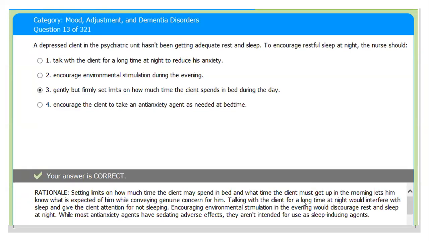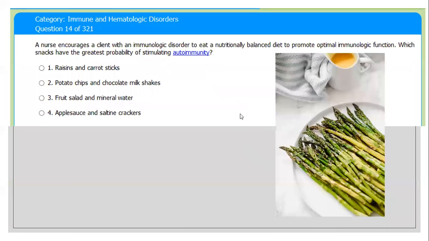Talking with the client for a long time at night would interfere with sleep and give the client attention for not sleeping. Encouraging environmental stimulation in the evening would discourage rest and sleep at night. Most anti-anxiety agents have a sedating adverse effect, but they are not intended for use as sleep-inducing agents.